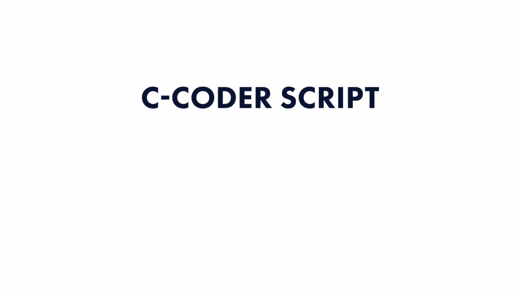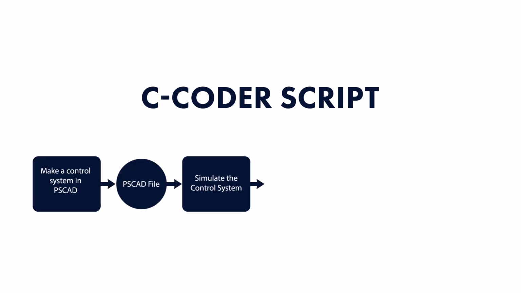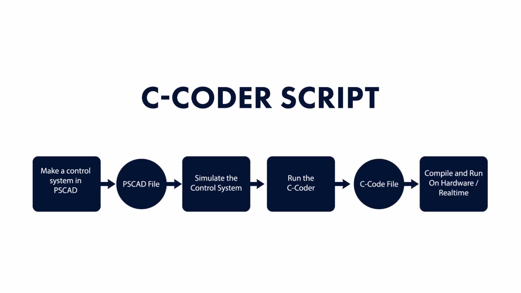This has been an overview of the new C coder feature of PSCAD, introduced in version 5.1.0. This feature allows the exporting of modules that use select components in PSCAD to valid C files that can be used in external programs.